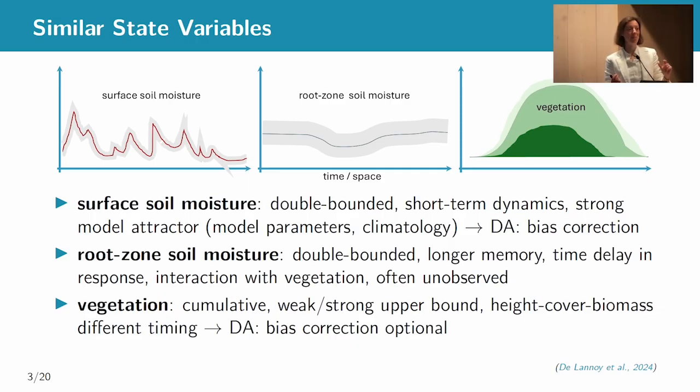Surface soil moisture immediately responds to the atmosphere, right? You have those peaks that are responding to precipitation and then immediately declining again as soil moisture is drying out. Root zone soil moisture reacts much slower. It has a much longer memory, right? Surface soil moisture in a model is determined by the parameters in it, and that's very important. It's bounded, both in the upper and the lower values, by soil parameters. So it's a model attractor in there.